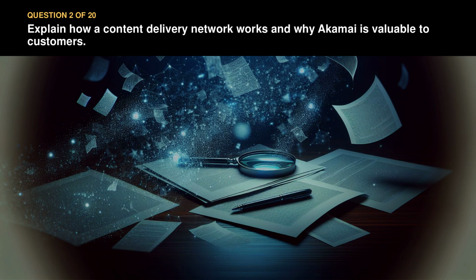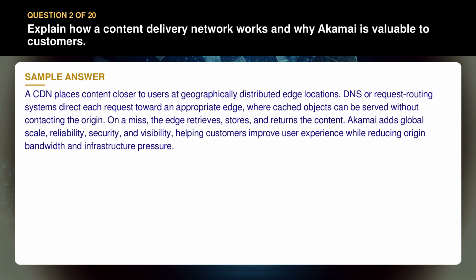Question 2. Explain how a content delivery network works and why Akamai is valuable to customers. A CDN places content closer to users at geographically distributed edge locations. DNS or request routing systems direct each request toward an appropriate edge, where cached objects can be served without contacting the origin. On a miss, the edge retrieves, stores, and returns the content. Akamai adds global scale, reliability, security, and visibility, helping customers improve user experience while reducing origin bandwidth and infrastructure pressure.